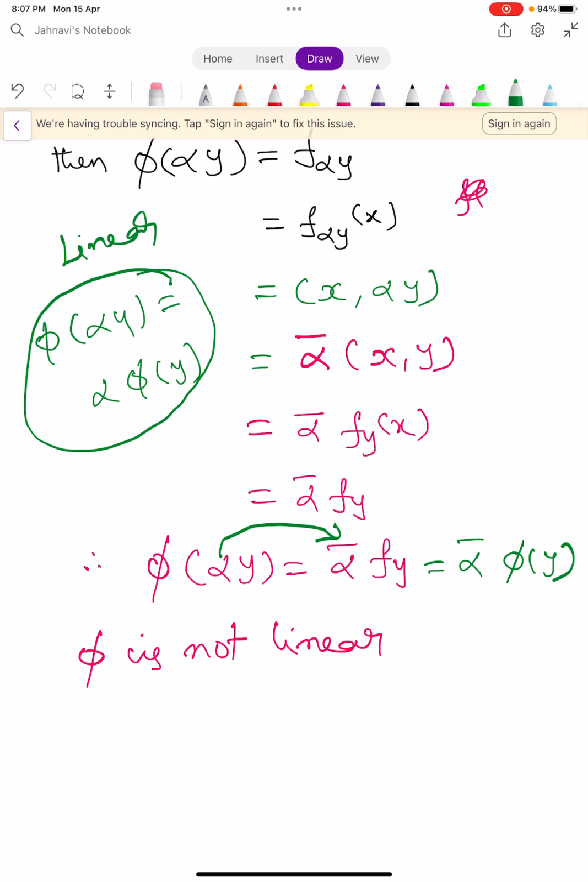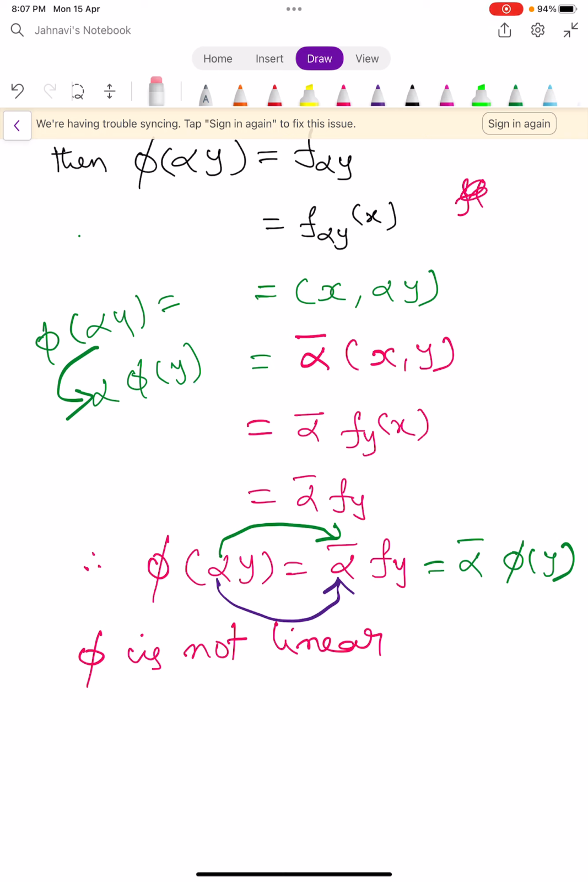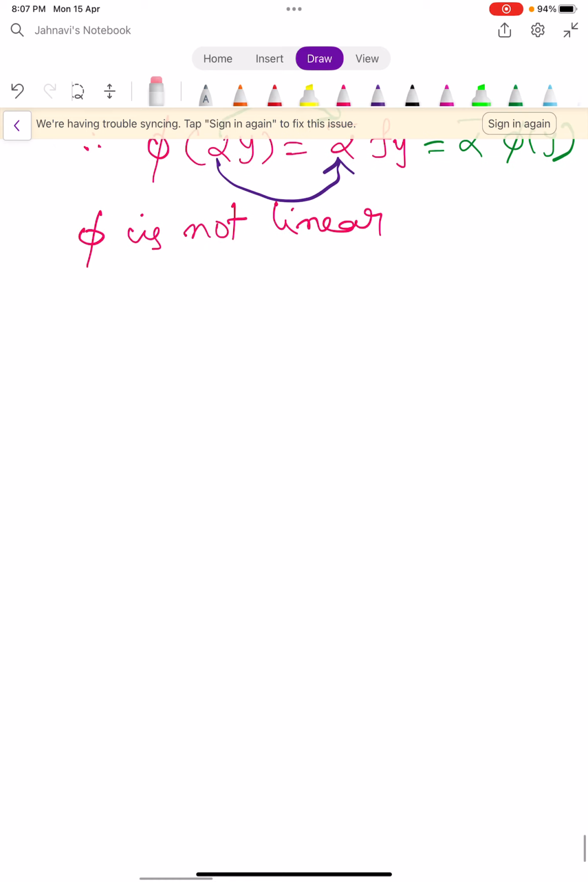Whenever it is linear, it transforms alpha into alpha only. So here it is not possible. It transforms alpha as alpha bar, so it is not a linear mapping. So already we show that pi is one-one, pi is onto, pi is additive and pi is not linear. Next, you have to show that pi is an isometry.